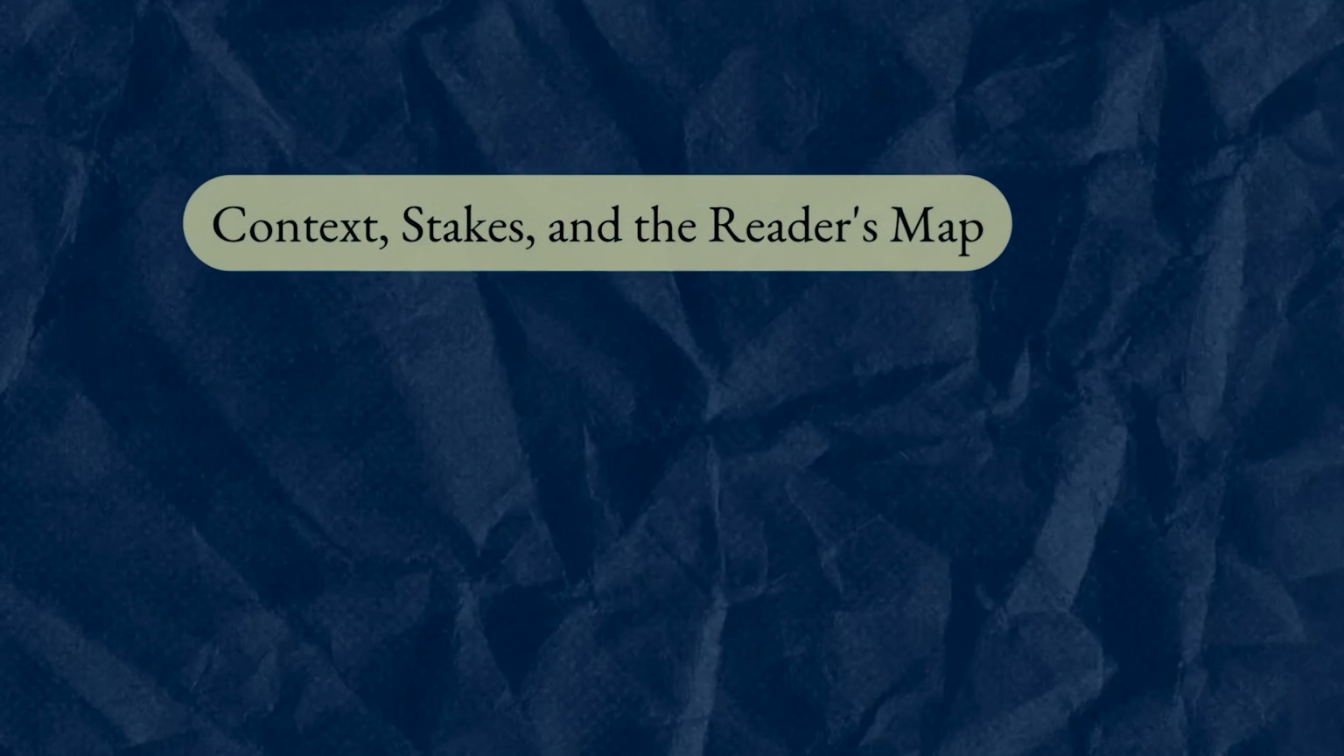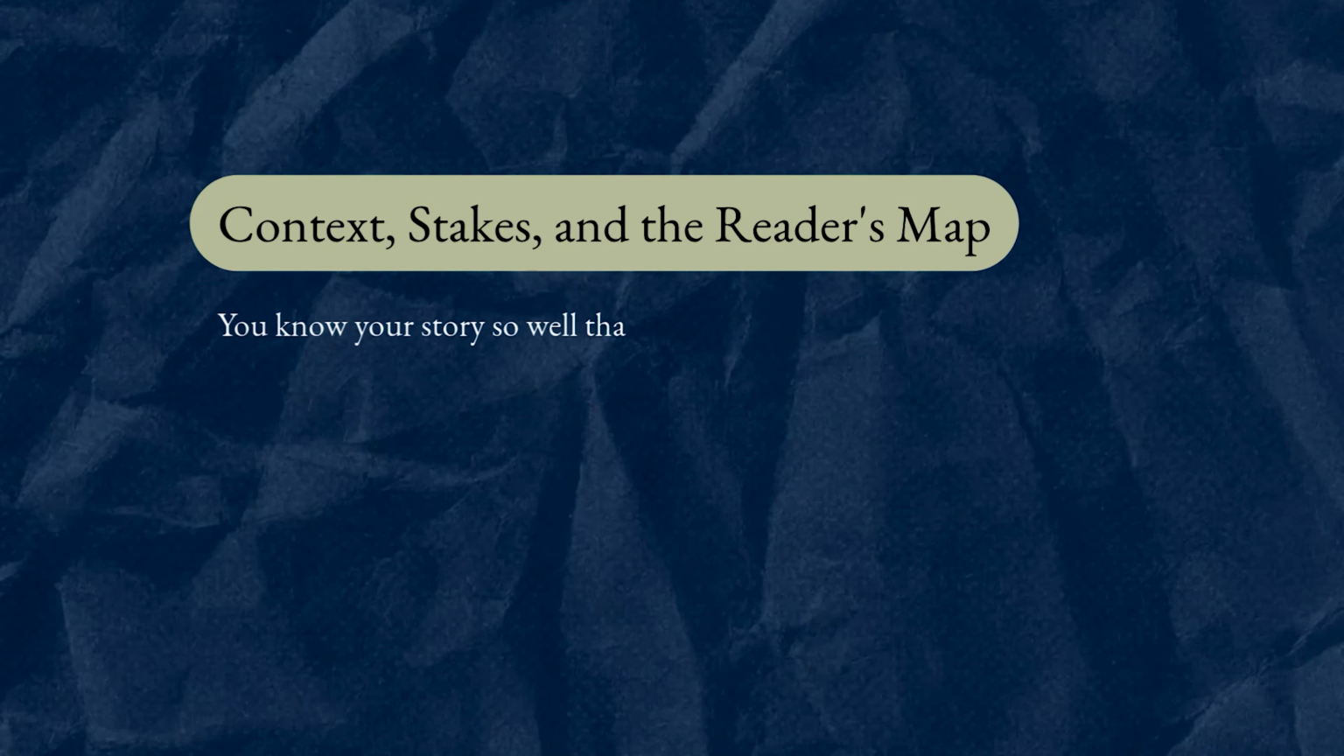Subtext is meant to be the cherry on top, not structural. The fifth and last detail you might be missing is context, stakes, and the reader's map. And I'm bunching these three together because they're less about scene level depth and more about the macro problem writers tend to run into, which is that you know your story so well, but you forget that your reader doesn't.